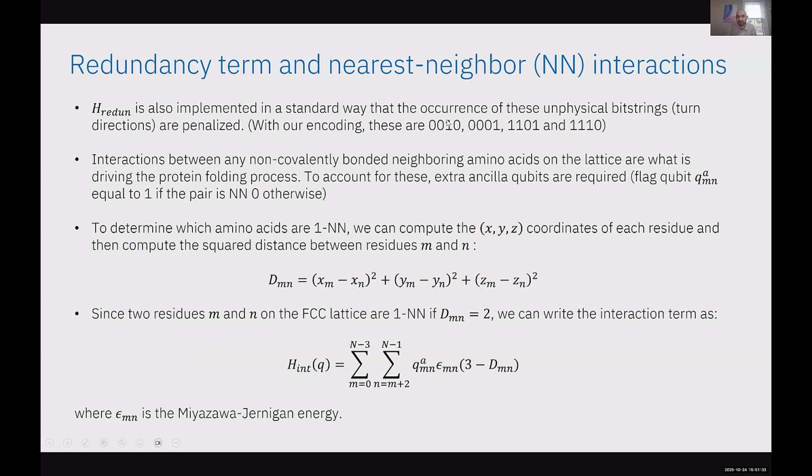Similarly, we have the redundancy term. We have these 4 basis vectors or bit strings that we are not using. If you have 4 qubits, you have 2 to the 4 possibilities, so you actually have 16 basis vectors, so to speak. But we only use 12 of them because we have 12 terms. We want to make sure that if these 4 unused ones show up, we penalize that. So this is just to take care of that. And then you also have the interaction term, which again picks up energies from the Miyazawa-Jernigan matrix and uses that.